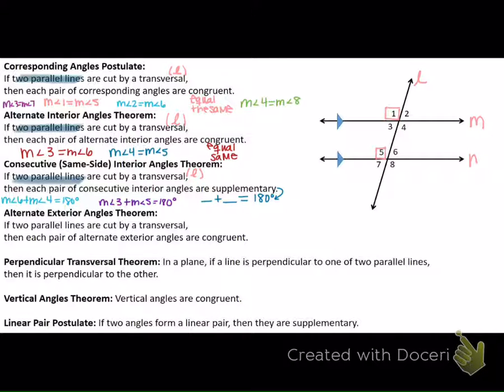Then finally, the alternate exterior angle theorem says that if two lines are parallel, so again, parallel lines are the only reason this is happening, and cut by a transversal, which we're calling L, then each pair of alternate exterior angles are congruent, or the same.